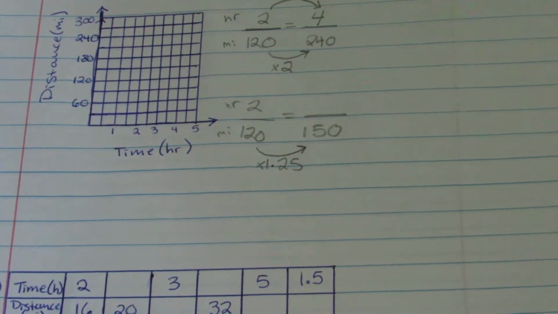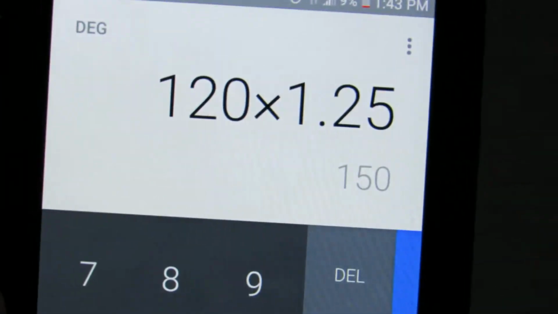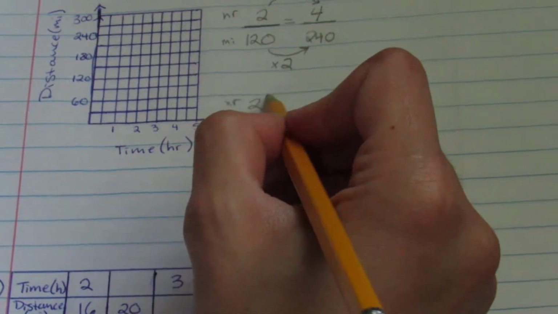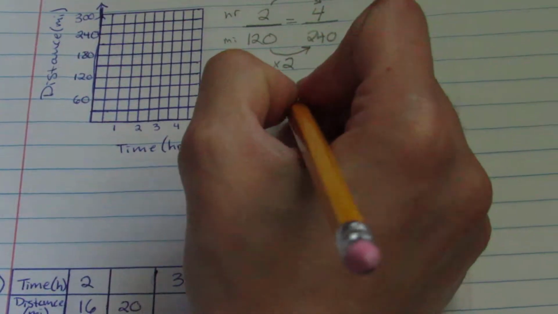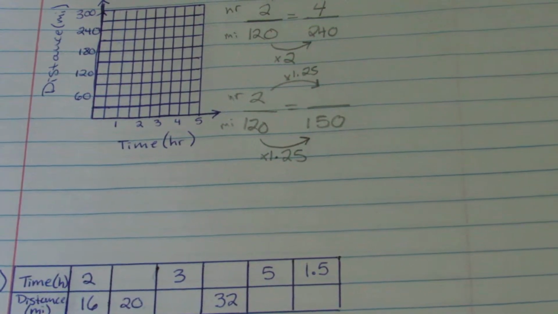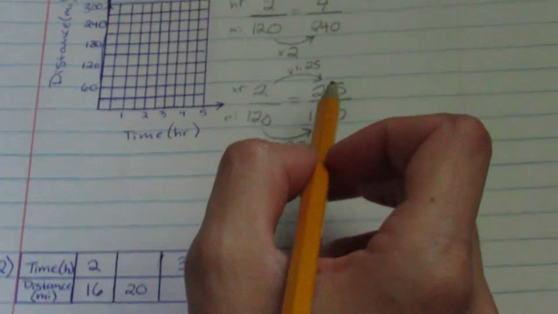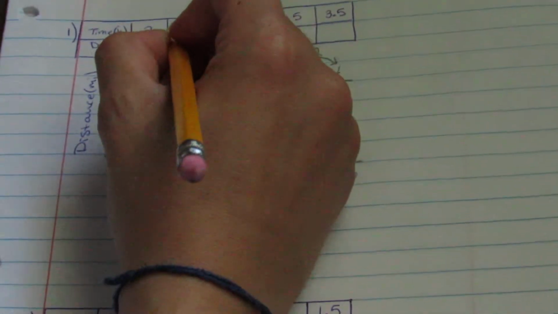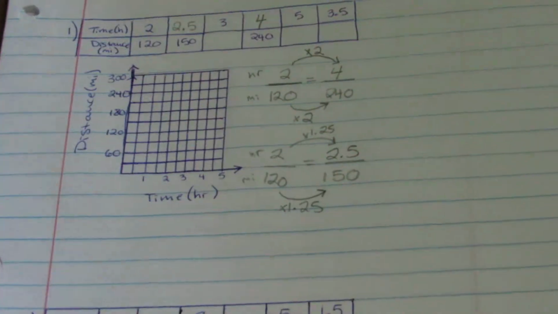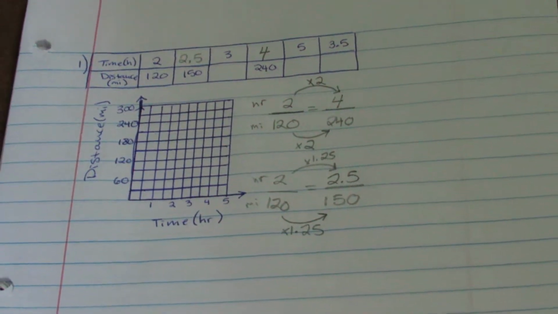120 times 1.25. We should get 150, and that is correct. So whatever I multiply on the bottom, I multiply on the top. Very good. So 2 times 1.25. If you don't know that, you can use your calculators. That should give you 2.5. So that's what I'm going to put on the numerator. So I'm going to take that 2.5, go up to my graph, and plug in 2.5 hours. Okay, so now I'm going to keep going.